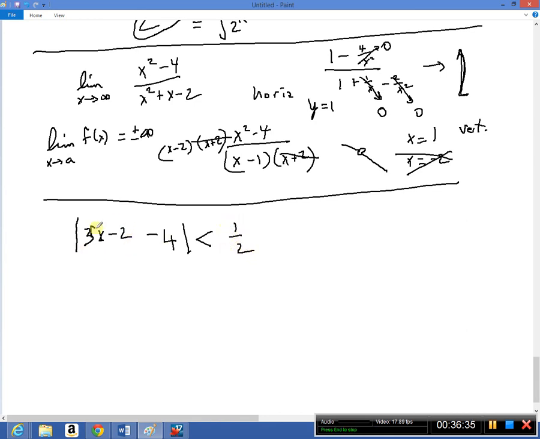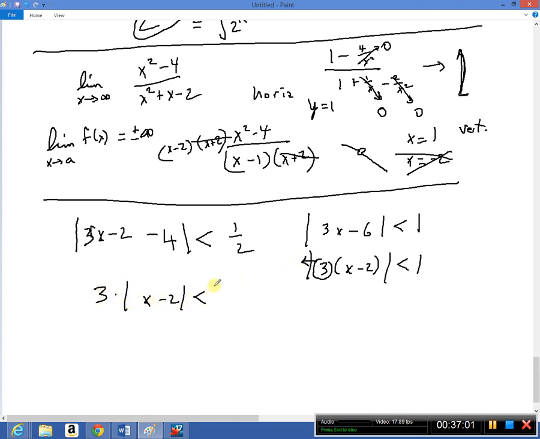And then play with it until you get to something that looks like the distance between x and 2 and something. So if you just simplify this, this is going to be the absolute value of 3x minus 6 less than 1/2. Factor out the 3 times x minus 2, absolute value. That 3 can come out because it's positive. So you've got 3 times absolute value of x minus 2 less than 1/2. I'm sorry, this is not less than 1, this is less than 1/2. All of those are 1/2. So now you divide both sides by 3, and you get absolute value of x minus 2 less than 1/6.